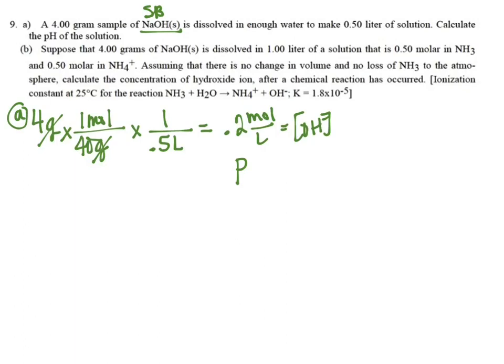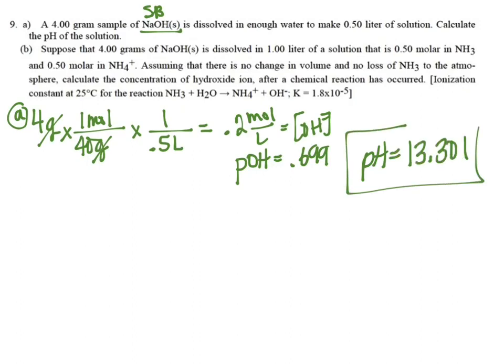So now we get pOH. pOH is 0.699. My overall answer, it says it wants the pH, so we subtract that from 14, and pH is 13.301. Everybody okay with that one?